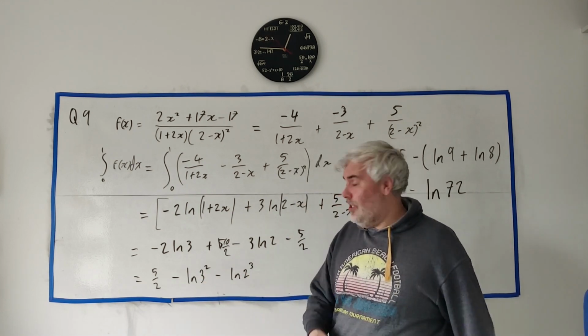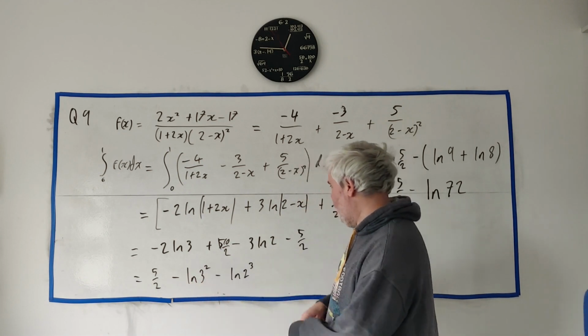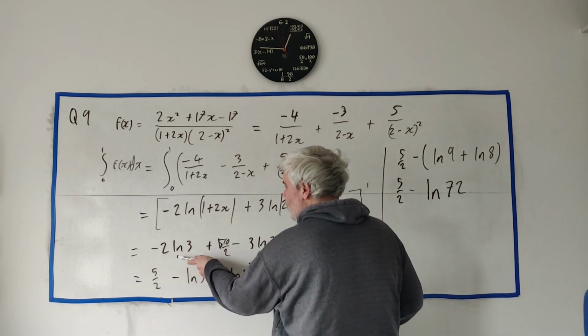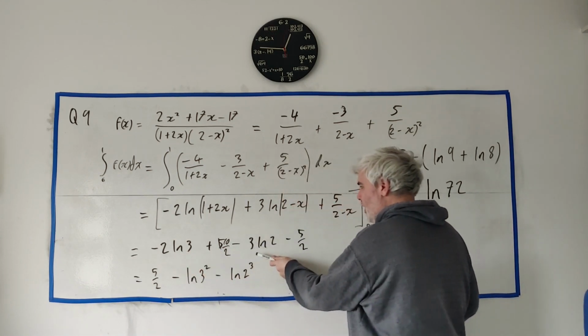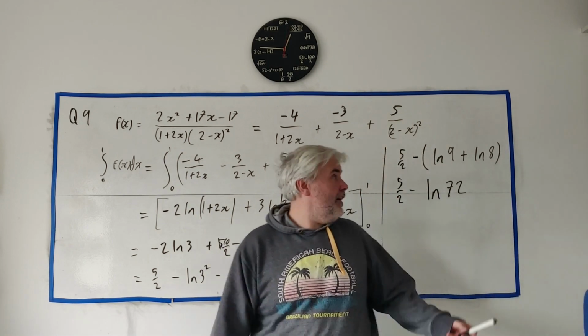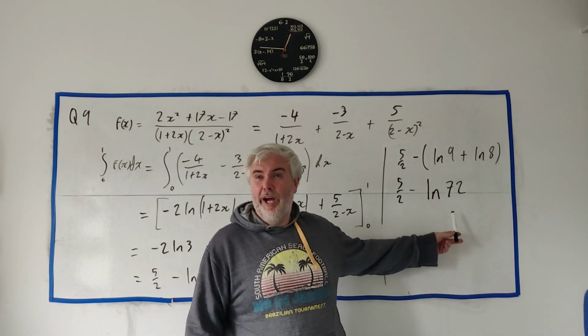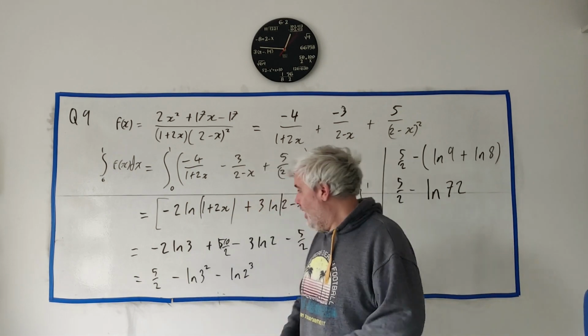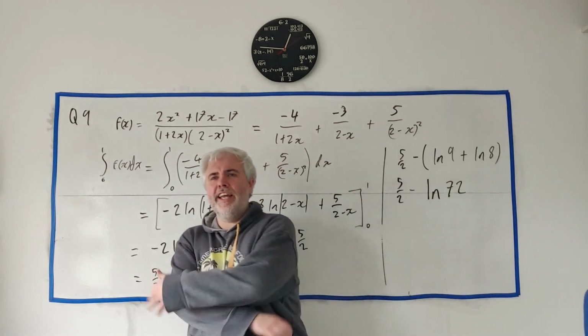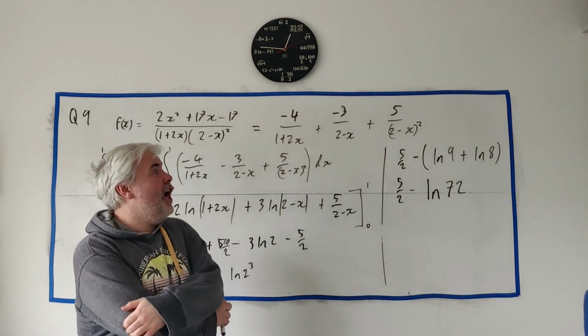People who have better calculators, by the way, can probably put this line here, minus 2 natural log 3 minus 3 natural log 2, in, and I wouldn't be surprised if it'll do this for you. Mine won't, but I wouldn't be surprised if yours does. Okay, that answers this long question.